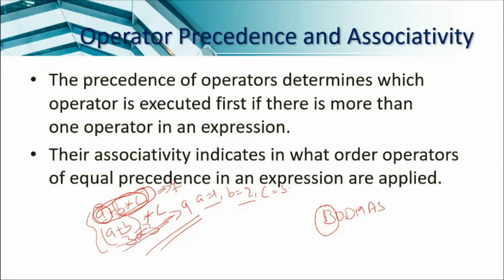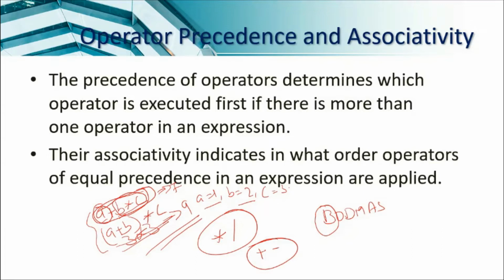Then there is another term, associativity. The associativity indicates in what order the operators of equal precedence in an expression are applied. If there are multiple operators with the same precedence, like multiplication and division, which have the same precedence, or plus and minus, addition and subtraction, which have the same precedence values, then which is to be executed first is determined by the associativity.